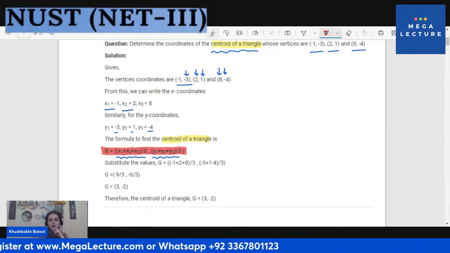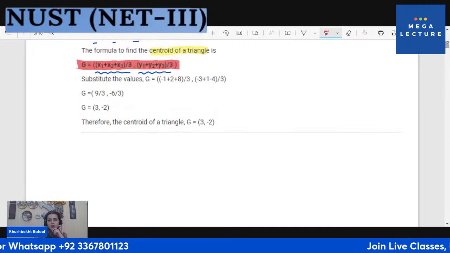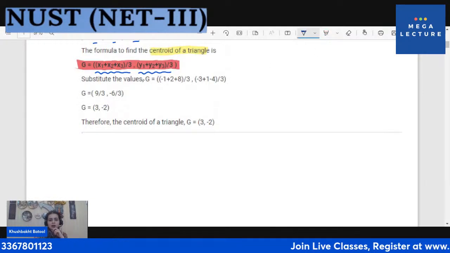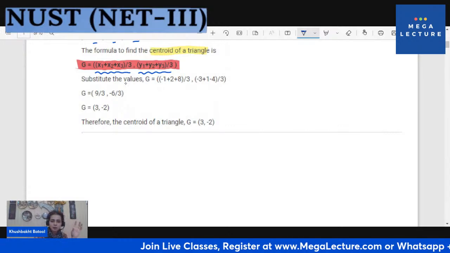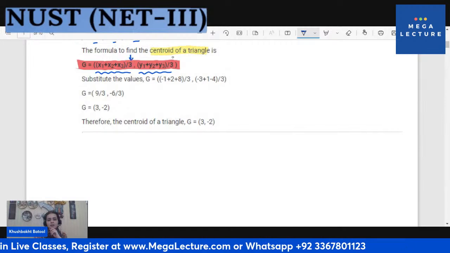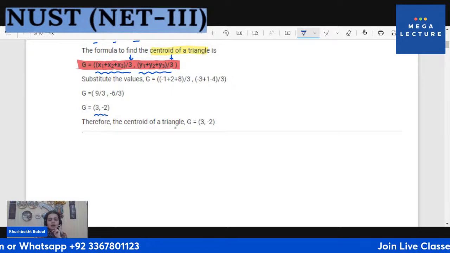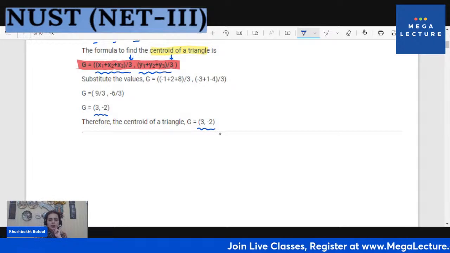I hope it's still readable. This is the formula. In order to find the centroid, you add up all the x coordinates of the vertices, and all the y coordinates, and you divide each by 3. Now you need to substitute the values, and the final answer is (3, -2). So this is the centroid of the triangle, and this would be your answer.